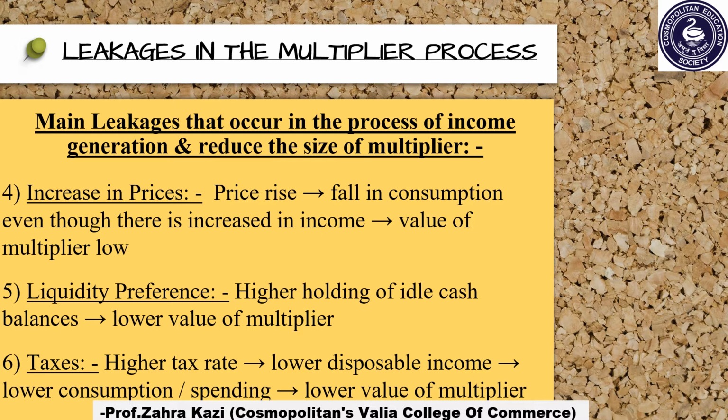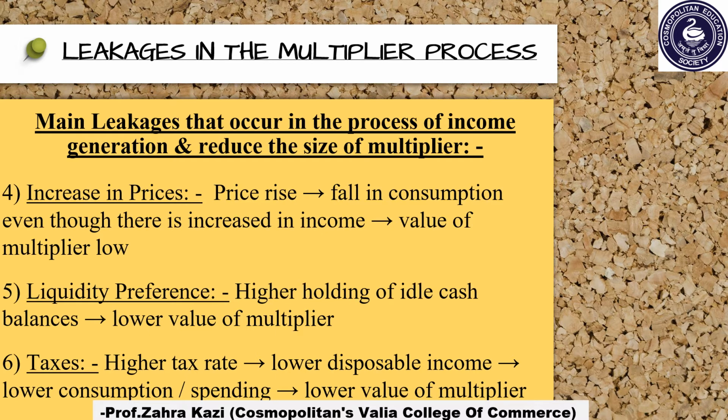The last factor in the leakage in multiplier process is taxes. Now, if the government increases the tax rate, then the disposable income of the people, that is income in the hands of people, will fall. That is because the increased income is gone in paying the taxes. So if the people's income, that is money in their hands, falls, this will reduce their consumption expenditure and hence the multiplier value will also fall.